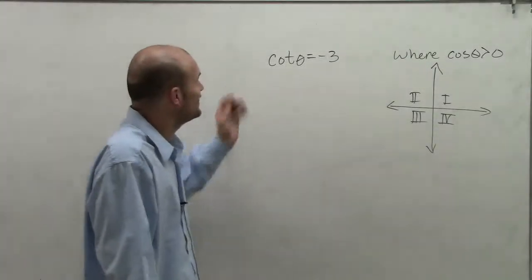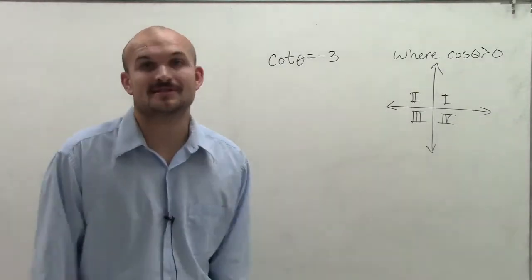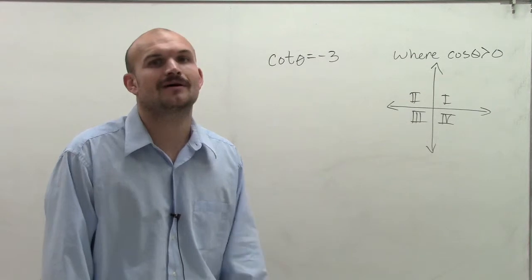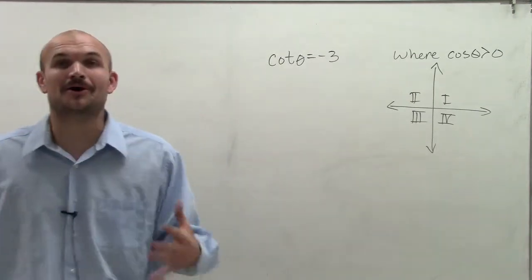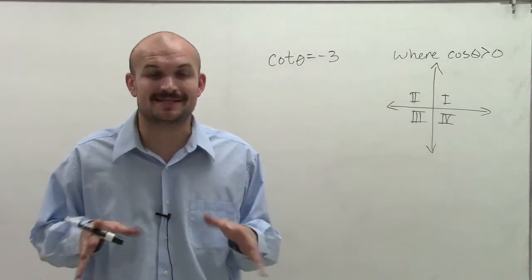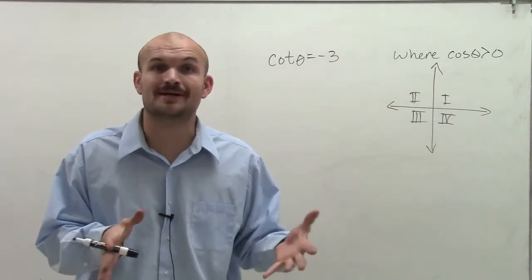Welcome. So here I have the cotangent theta equals -3. And what I want to do is evaluate all 6 trigonometric functions. To evaluate all the 6 trigonometric functions, what we need is either to use the unit circle or we're going to want to use a triangle.